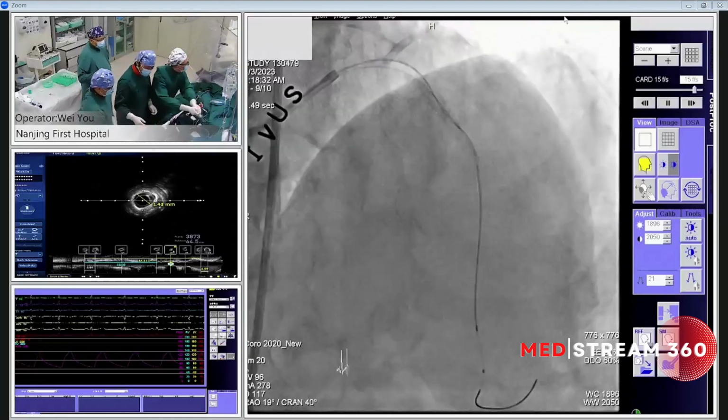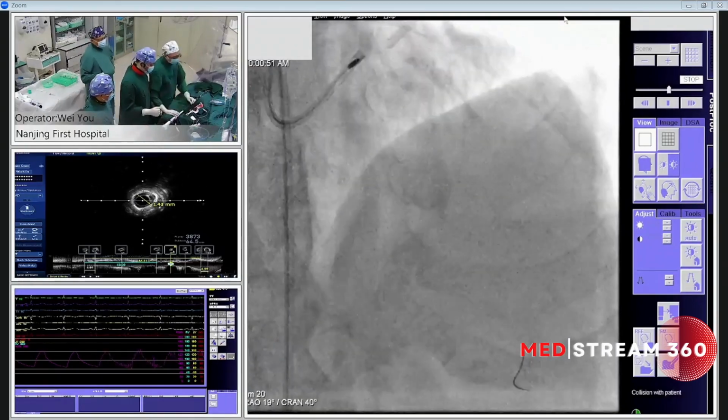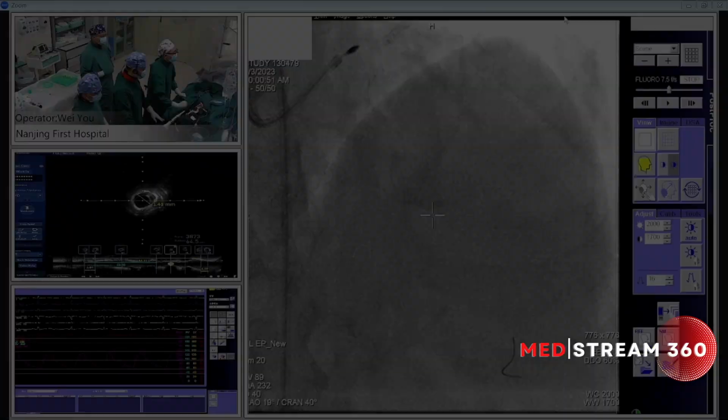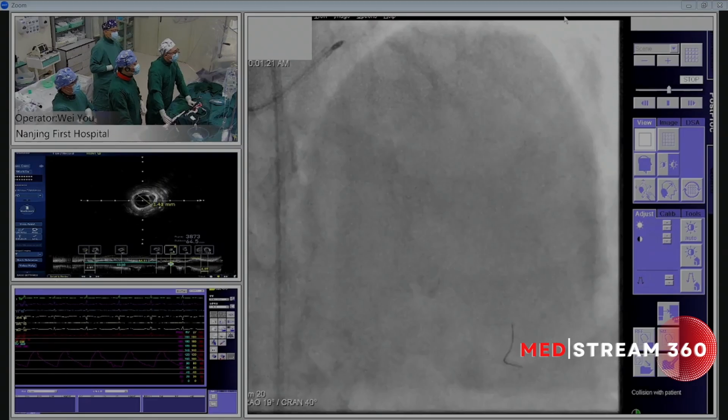Okay, Chief. So we have just delivered the 1.5 burr nearby in the proximal LAD. For the initial burr size, we use 1.5 millimeters and want to use high-speed rotablation.